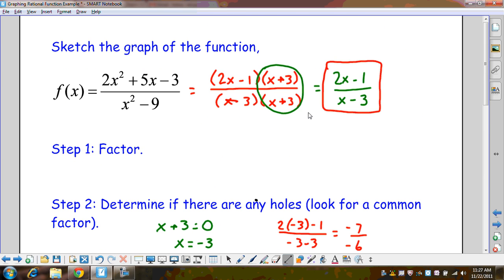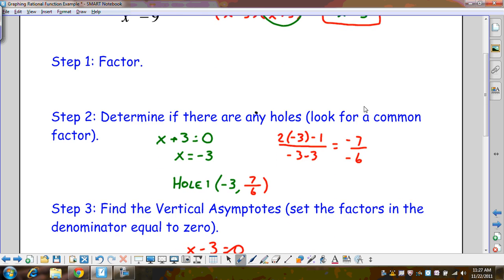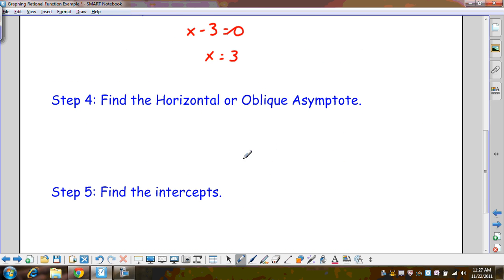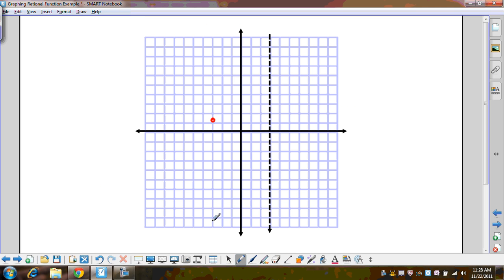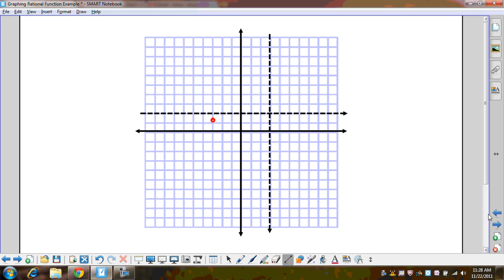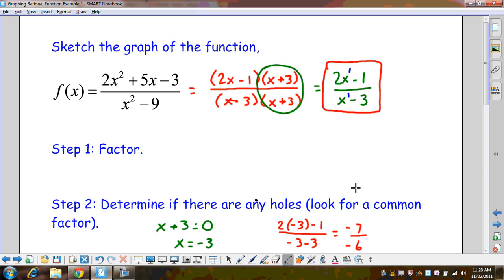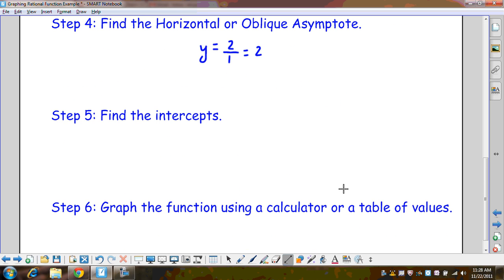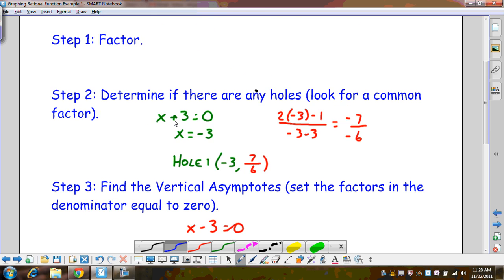Now let's keep on going. At this point, the function we are going to focus on is this one. I tell students, look, just ignore the previous one because now that I've taken out that common factor, I just want to focus on that simplified equation. Now my vertical asymptotes, just like before, I set the denominator equal to 0. So my denominator is x minus 3. Set it equal to 0, and I get x equals 3. And let's plot it. So x equals 3, dotted line.